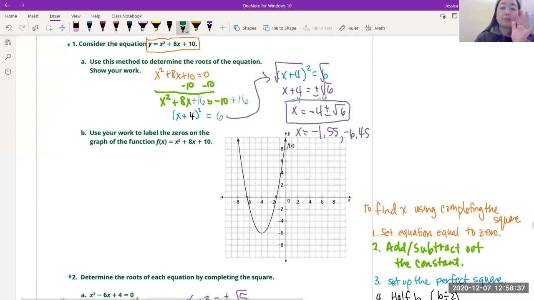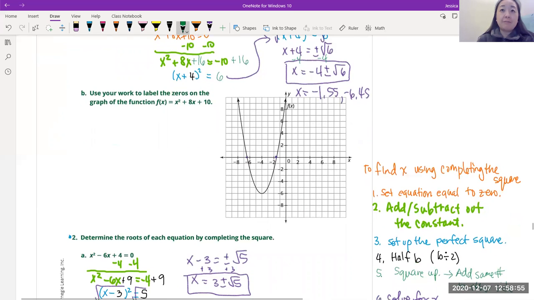You don't want that. So again, in your calculator, you're going to put negative 4 plus the square root of 6 and push equals. And then you should get negative 1.55. And then the other one is negative 4 minus the square root of 6. And then you get negative 6.45. That's what you should get. All right. And if you notice right here on the graph, yep, this is about negative 1.55.